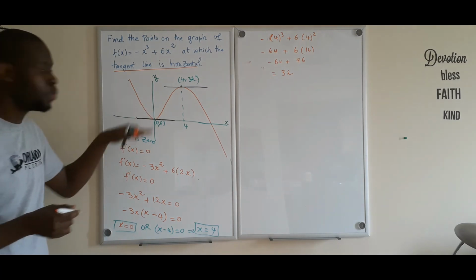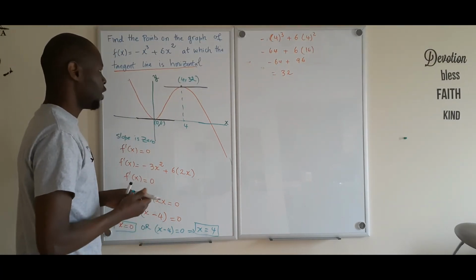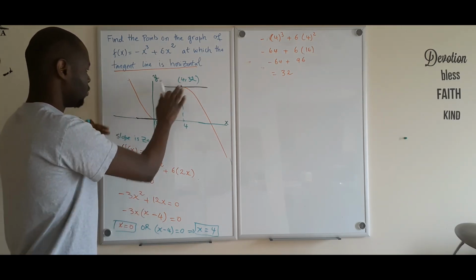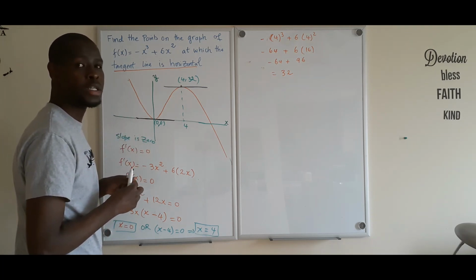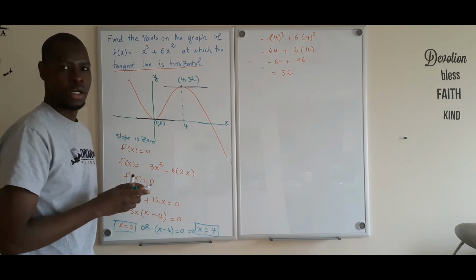So those will be the 2 points where the tangent line is horizontal. I hope that calculation is correct. But yes, these will be the 2 points. And just remember, you'll be seeing a lot of these problems in your calculus class. So it's good that you do more practice of these. Thank you for watching.